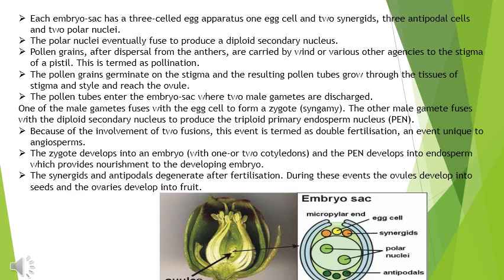So as soon as the pollen tube enters the embryo sac, two male gametes are discharged and move towards the ovary. One of the male gametes fuses with the egg cell to form a zygote, known as syngamy. The other male gamete fuses with the diploid secondary nucleus, which was formed from the polar nuclei, to produce a triploid primary endosperm nucleus, or we can call it PAN.